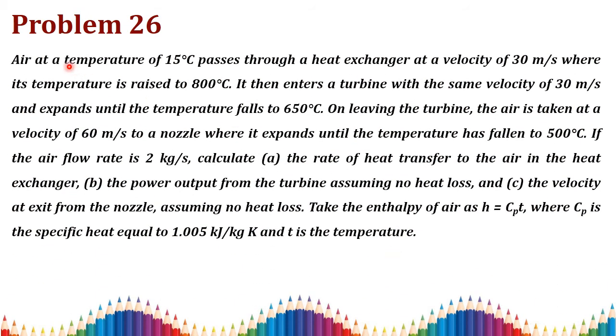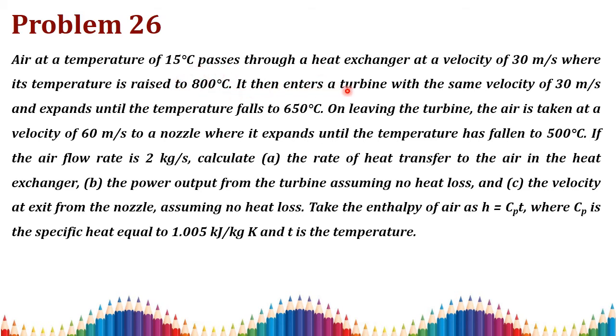Problem 26. Air at a temperature of 15 degrees Celsius passes through a heat exchanger at a velocity of 30 meters per second. So the initial condition: the air has a temperature of 15 degrees Celsius and passes through the heat exchanger. The air enters with temperature T1 as 15 degrees Celsius and velocity C1 as 30 meters per second. What is the purpose of a heat exchanger? It is used to increase the temperature. So the air enters at 15 degrees Celsius and is heated by the heat exchanger, and the temperature becomes 800 degrees Celsius.